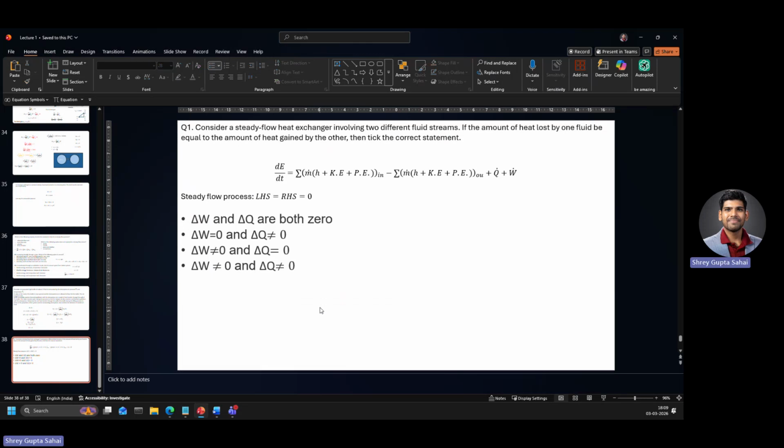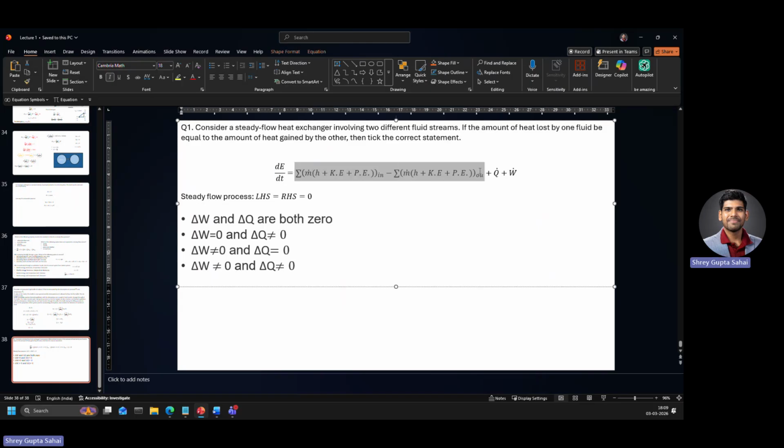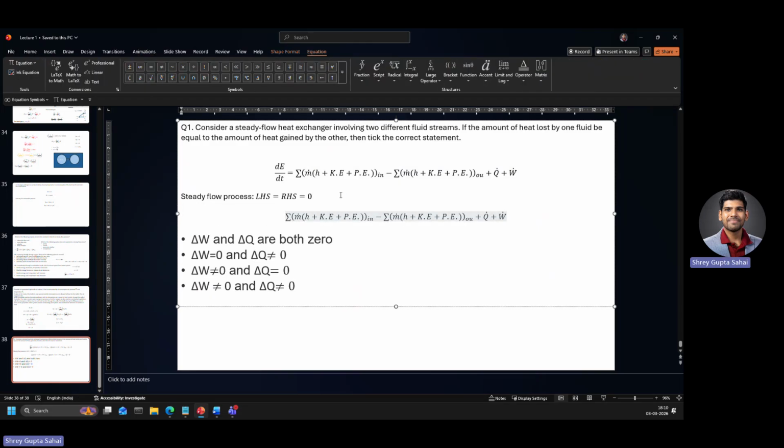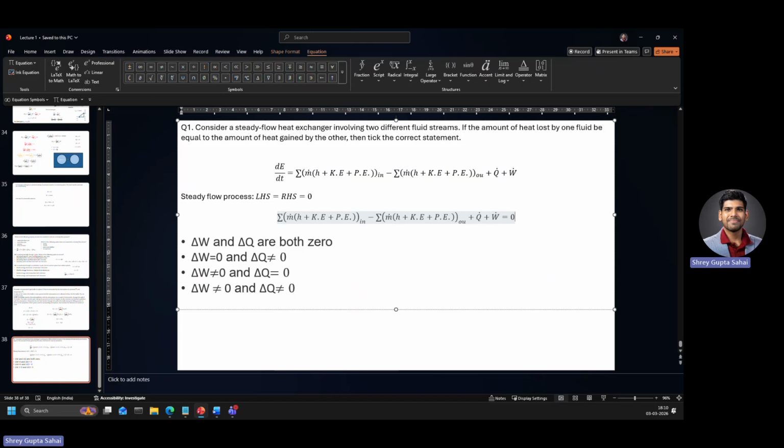Note that when we write this thing, this is a heat exchanger. Mind that this is a heat exchanger. It is told to us this is a heat exchanger, and it's a steady flow heat exchanger. So as I said, LHS equals RHS equals 0.